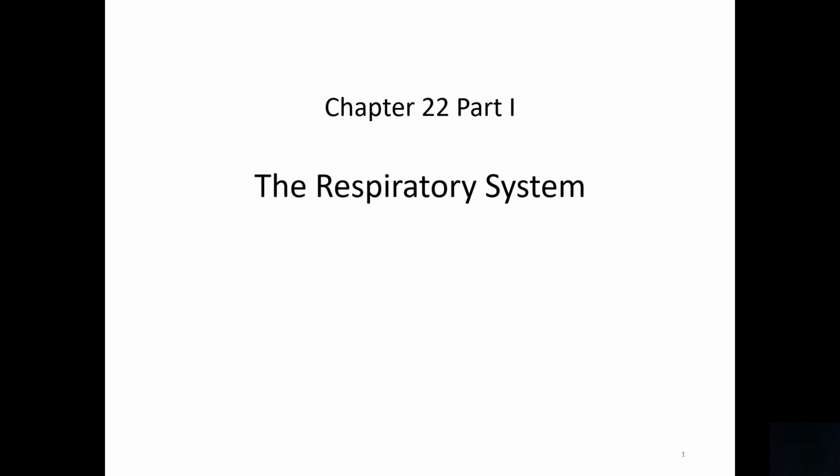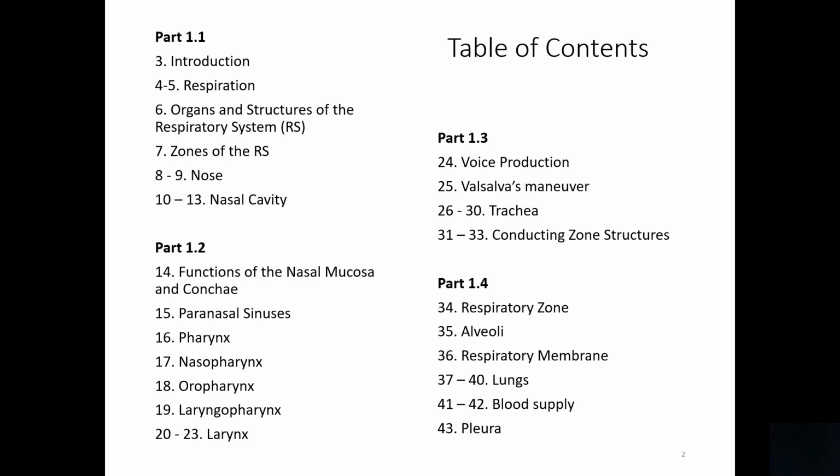Hello, we are doing chapter 22, the respiratory system, and today it's part 1. Here's your table of contents, and let's start from the introduction.